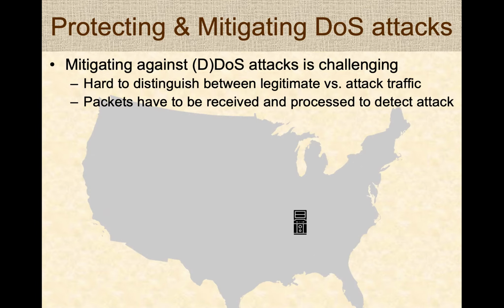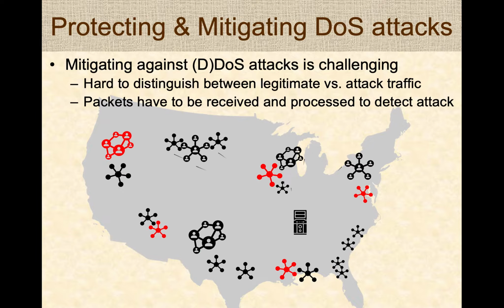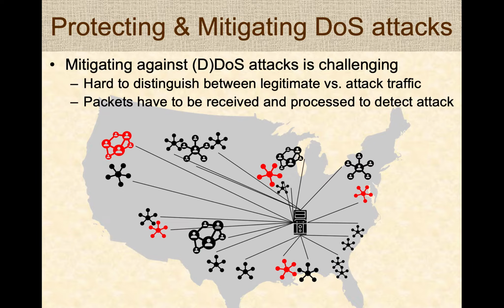So imagine that you're a server with clients connecting from different places trying to get service from you. When the packets come, it is not easy to tell whether it's coming from a legitimate client or coming from a botnet that has been actually subverted to launch a DDoS attack against the server.